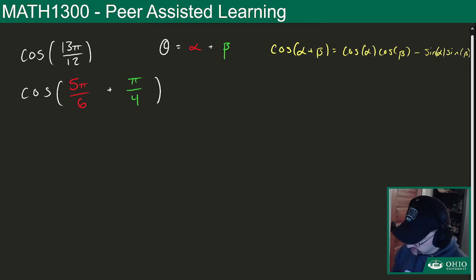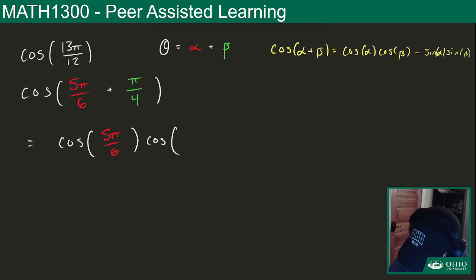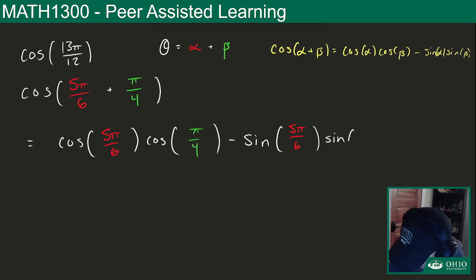Okay, now that we have our formula written out, we can go ahead and split this apart. So we are going to get cosine of alpha, so that is 5 pi over 6, times cosine of beta, that is pi over 4, and we are subtracting sine of alpha, that is 5 pi over 6, times sine of beta, which is pi over 4.